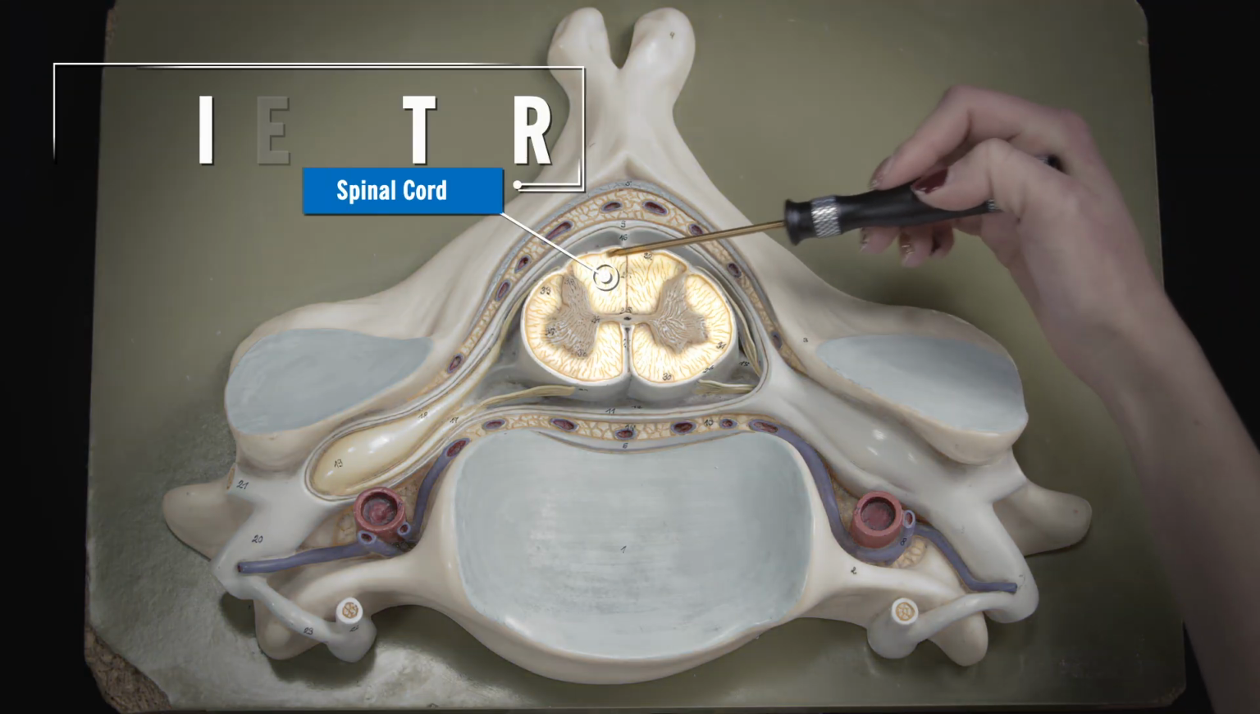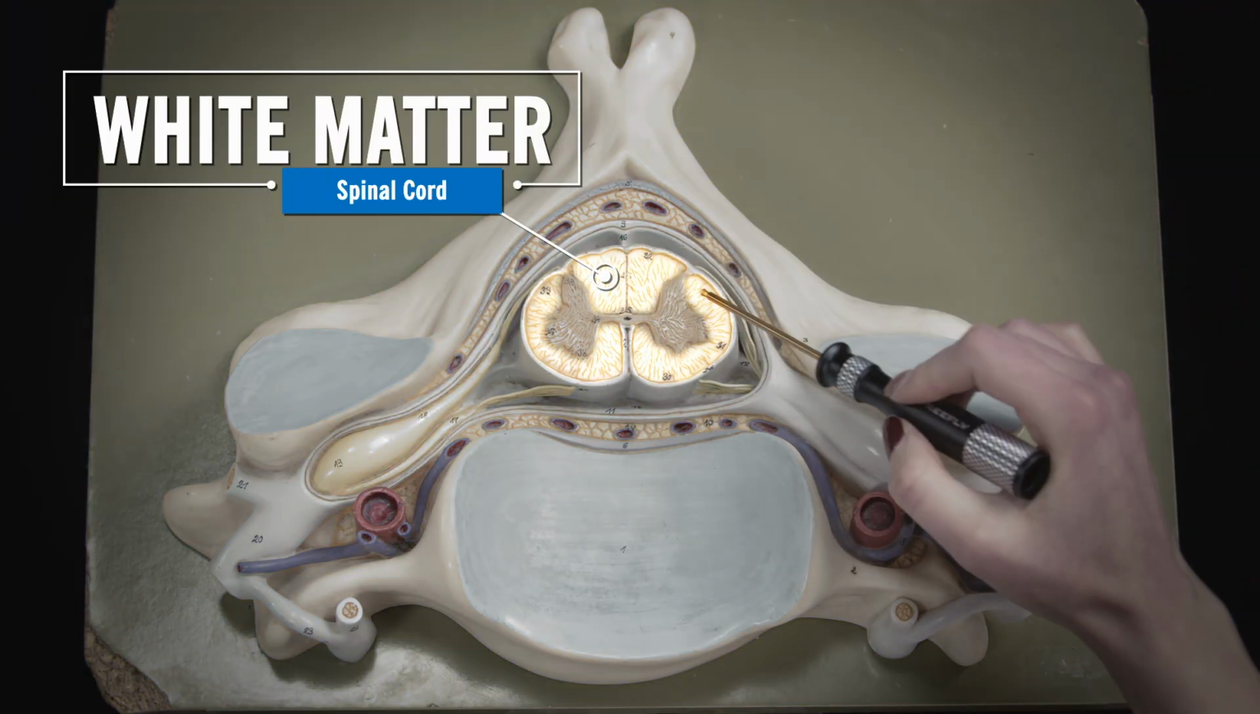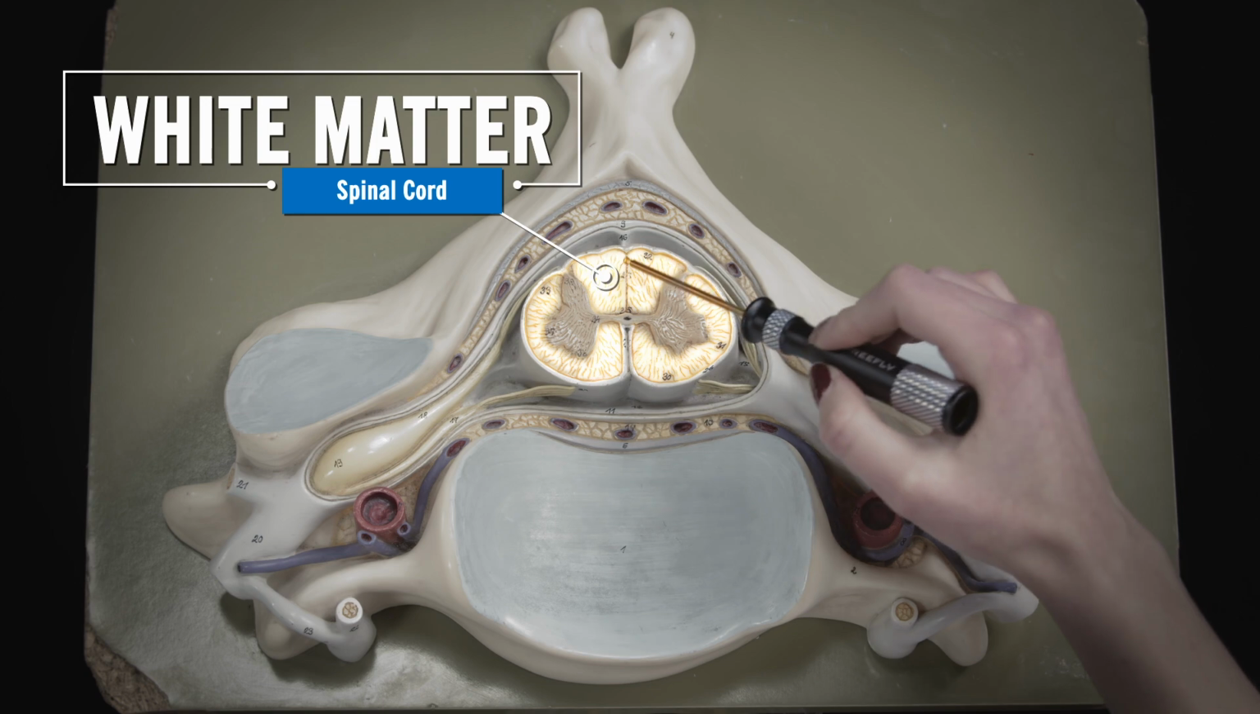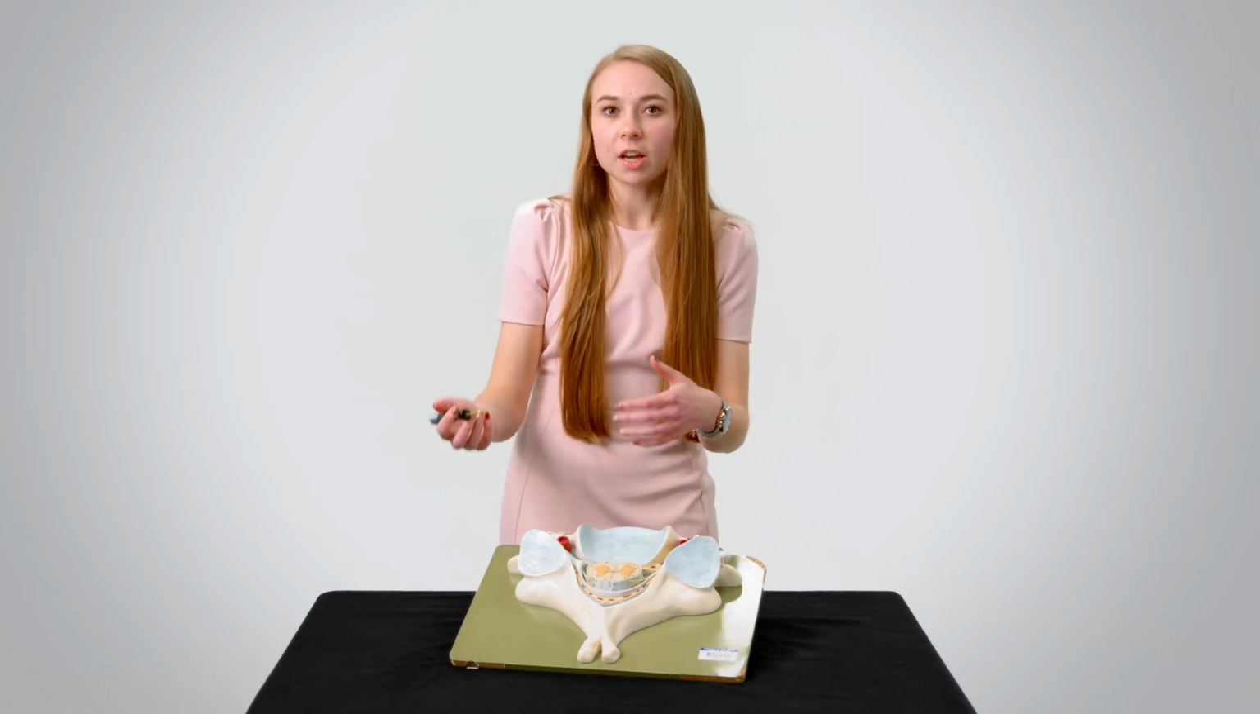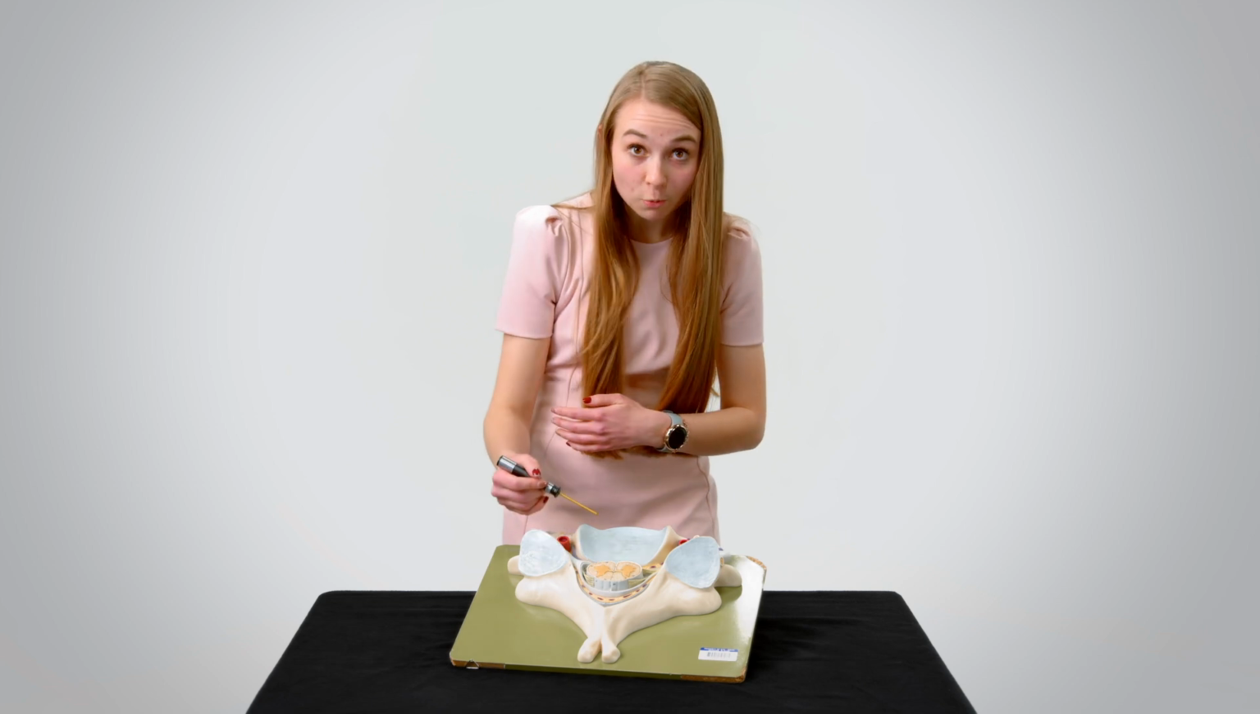Now we're going to look at the white matter. The white matter is here and here. It is white because of the myelinated sheaths of the axons that are found in the white matter.